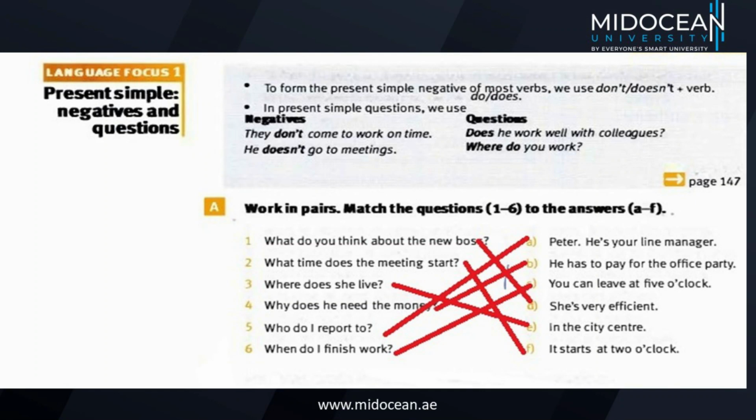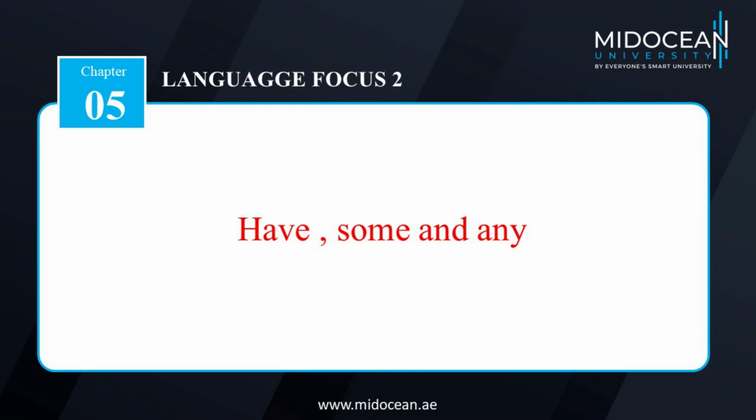3. Where does she live? Answer: in the city center. 4. Why does he need the money? Answer: he has to pay for the office party. 5. Who do I report to? Answer: Peter. He's your line manager. 6. When do I finish work? Answer: you can leave at 5 o'clock.